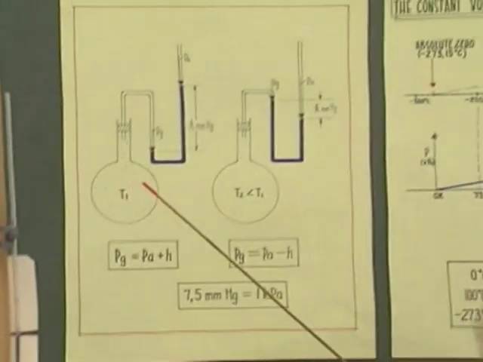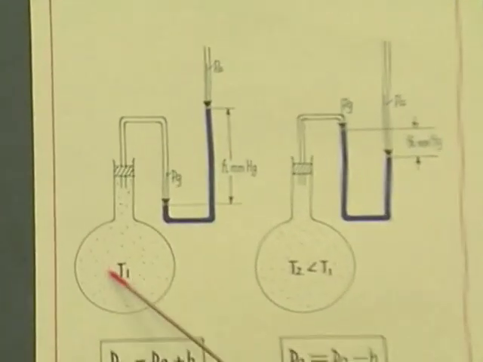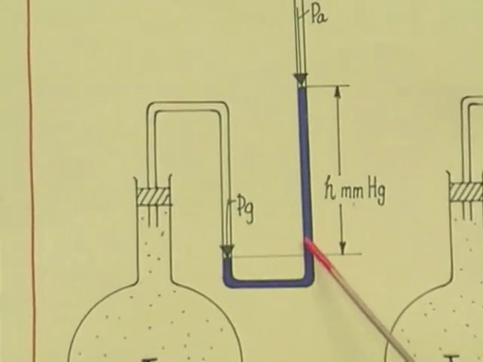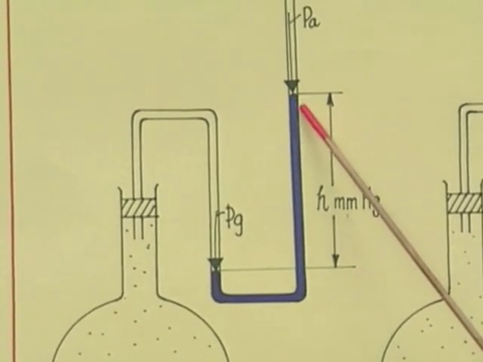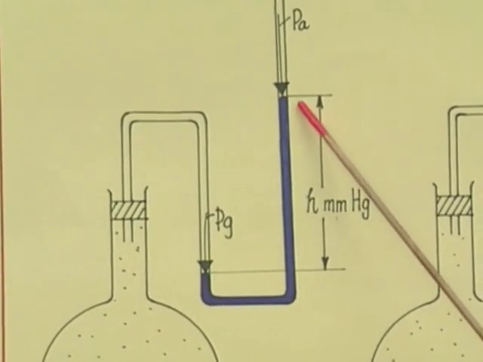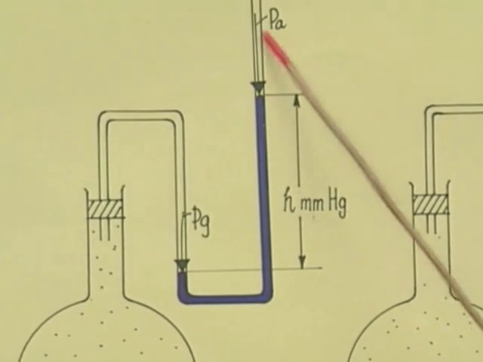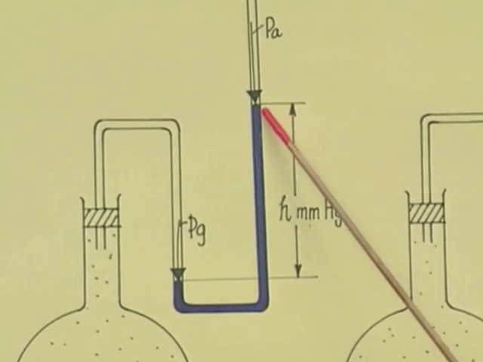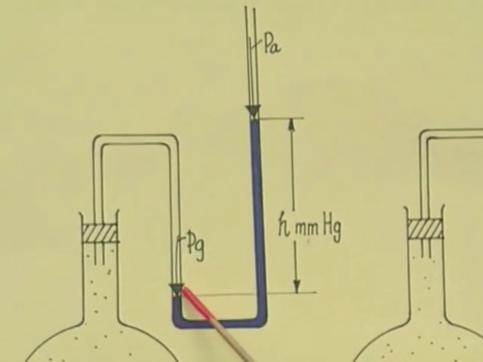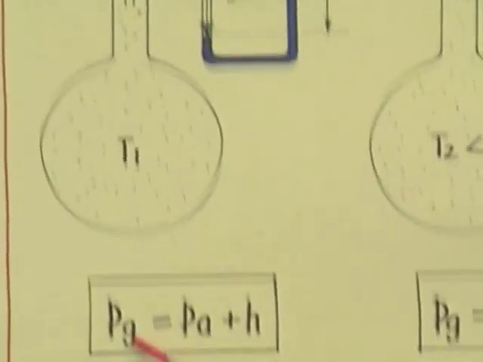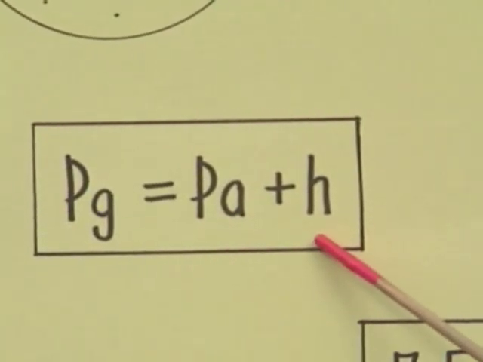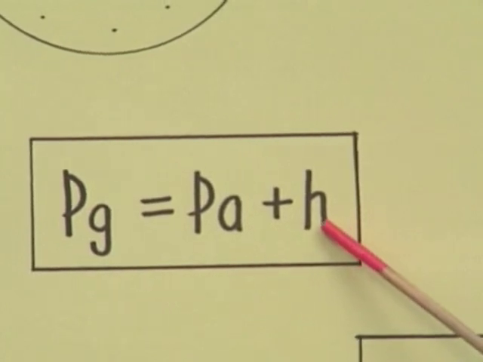Now, if we look at this gas in this flask, we see that the mercury in the open tube is higher than the mercury in the closed tube. To measure the pressure of the gas, in this case, the difference in the mercury levels, H millimeters mercury, is added to the atmospheric pressure PA to get the gas pressure PG. So gas pressure in this case is atmospheric pressure plus the difference in the mercury levels.